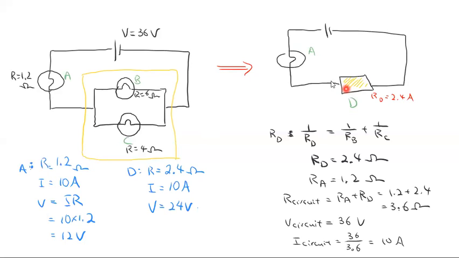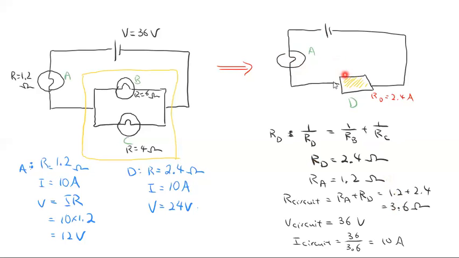So again, at this point in time, we have worked out the voltage, the current, and the resistance of everything in this situation. So we're saying A has a current of 10 and D has a current of 10, which makes sense because it's series. A has a voltage of 12 and D has a voltage of 24, which makes sense because 12 plus 24 is 36. And the resistance is 1.2 and 2.4, and you add them together and the resistance is 3.6. That makes sense here as well. Does that make sense? Yeah.